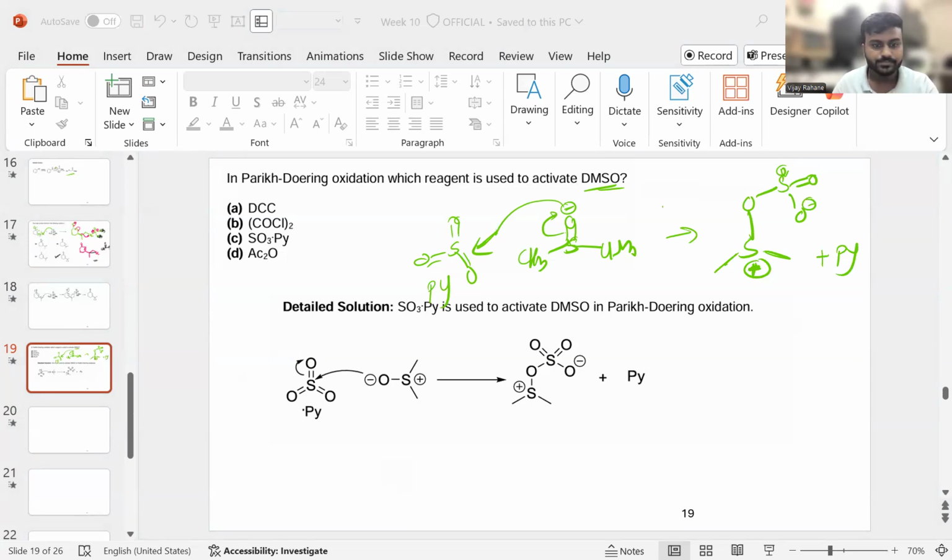In Swern oxidation also we need to use oxalyl chloride as a reagent to activate DMSO. I hope you are aware of the Swern oxidation and its mechanism, so you can also have a look at the mechanism of the Swern oxidation.